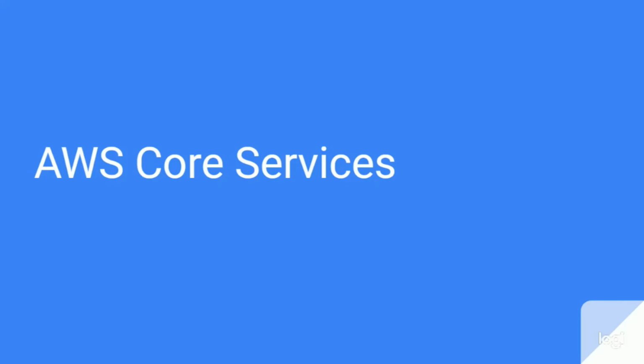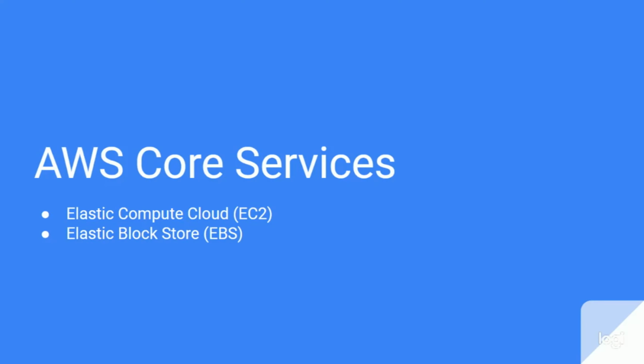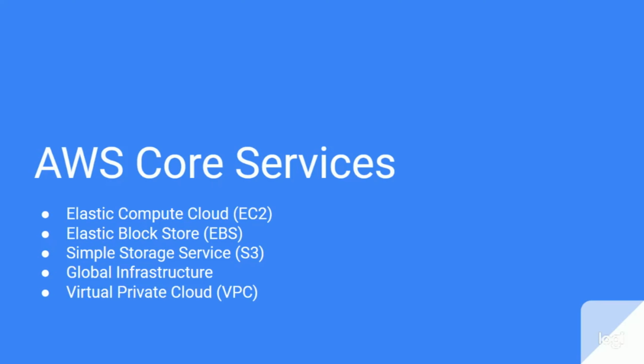Now that we've finished that general overview of what is cloud, let's talk a little bit about the key AWS services that are offered. These are Elastic Compute Cloud, also known as EC2, Elastic Block Storage, aka EBS, Simple Storage Service, or S3. Then there's a little to be said about the global infrastructure of AWS, the virtual private cloud, and security groups.